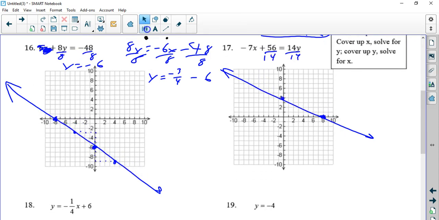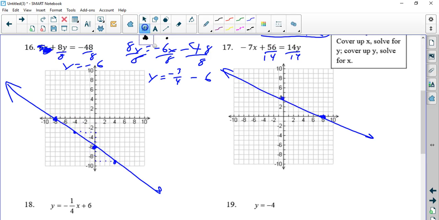I divide everything by 14, look what I get. Y is equal to negative 1/2 x plus 4. Well, again, what's my y-intercept? 4. And I go down 1, right 2, down 1, right 2, down 1, right 2, and my line's a little bit off, but you can see how you graph it that way.